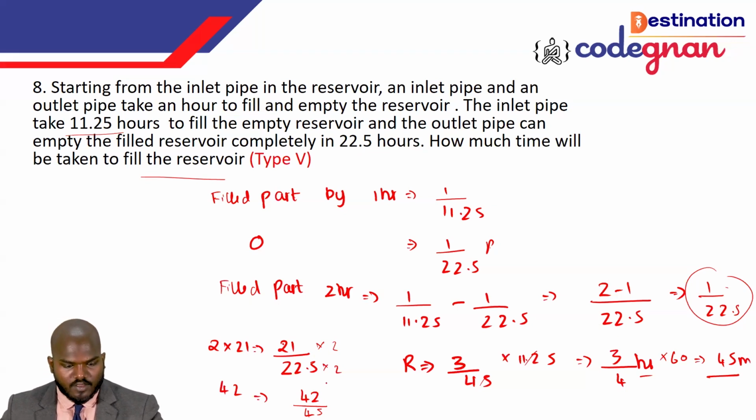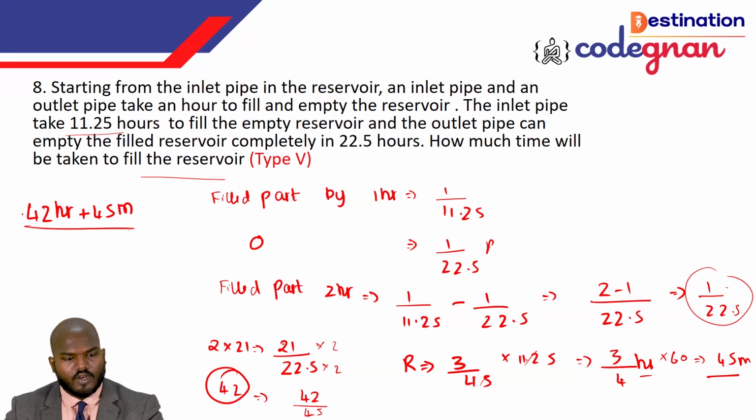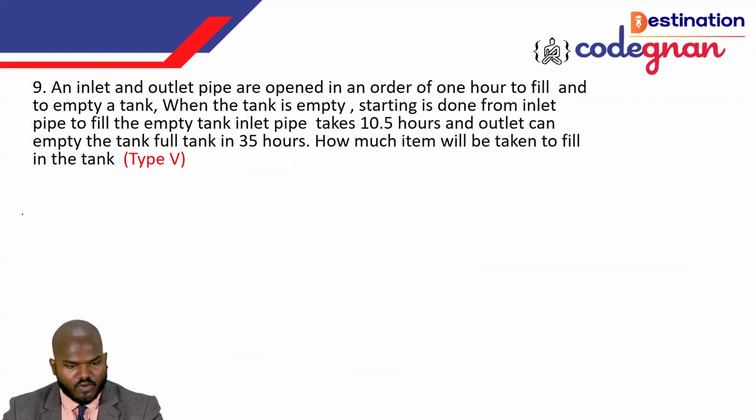Then you need to say here, that is 42 hours plus 42 minutes. That is 42 hours and 42 minutes is the answer we have to write. So 42 hours and 42 minutes. So this is what you have to write down on the question, in this place. Okay, so I'll go for one more question.